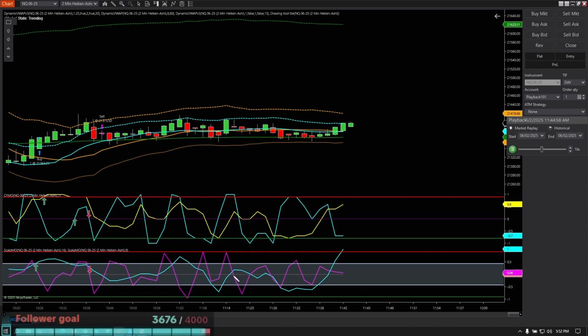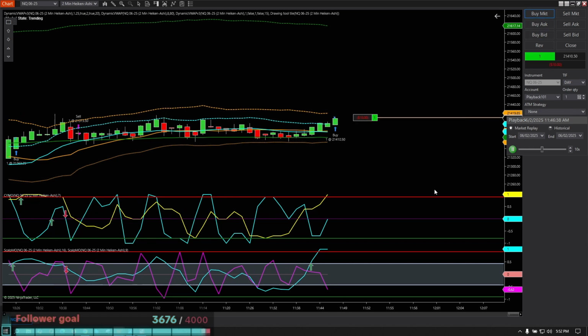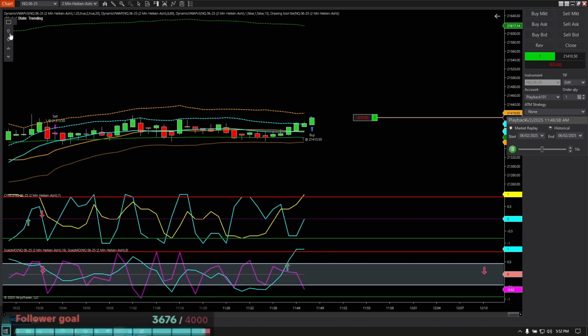Okay, so this is nice right here. This looks good right here, okay? This looks like it might go somewhere. I don't know. Okay, definitely. Order filled. There. Okay, take that one right there. We just had momentum tilt, and we had cycle tilt up as well. So let's see where it goes.